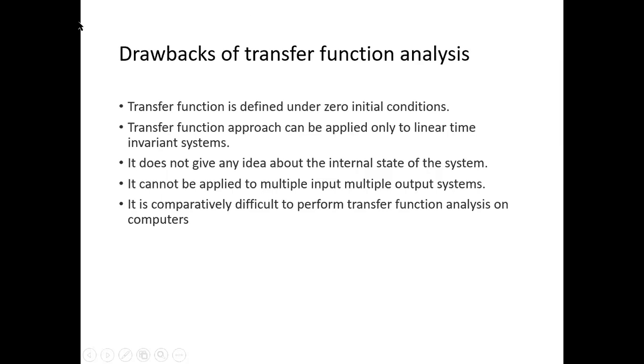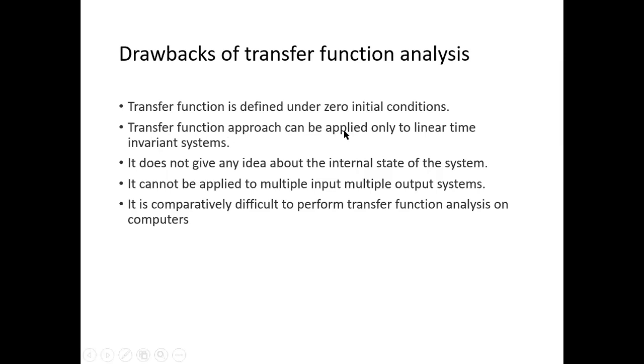Now we look at the drawbacks of the transfer function, that is, why do we go for state space modeling over the transfer function? First, the transfer function does not consider the initial conditions. Transfer function is only defined for zero initial conditions. It discards initial conditions whatsoever.